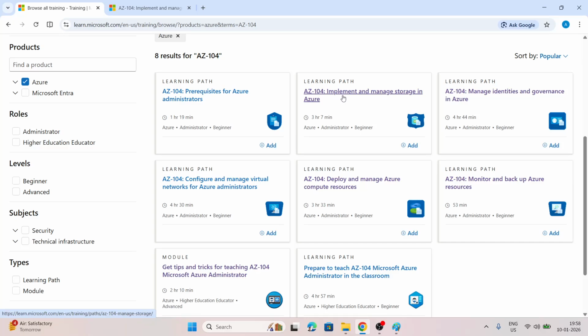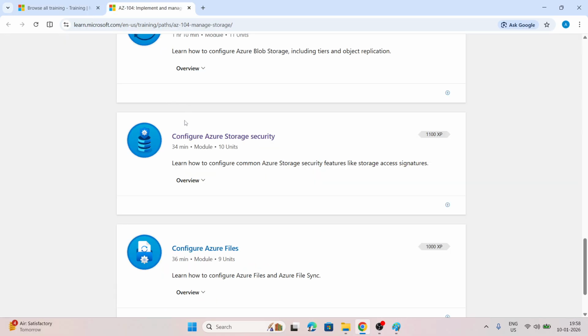So currently I'm covering the module implement and manage storage in Azure, and today I will cover the theory part of configure Azure Storage Security, and in the next video I will cover the lab part for Azure Storage Security. So let me start today.